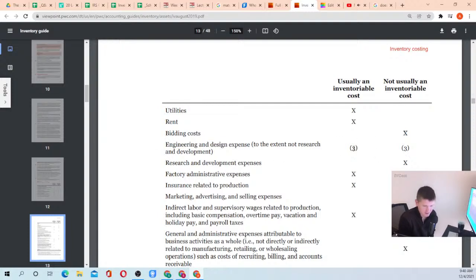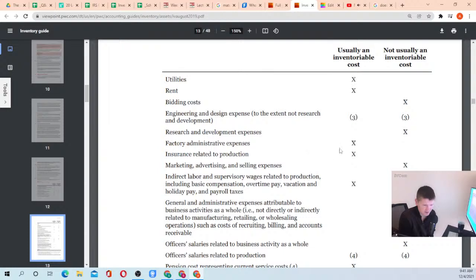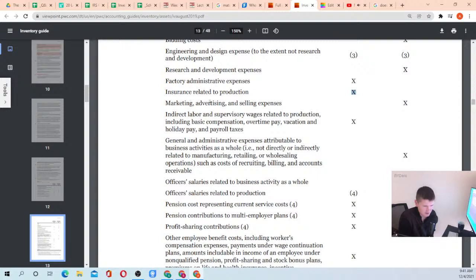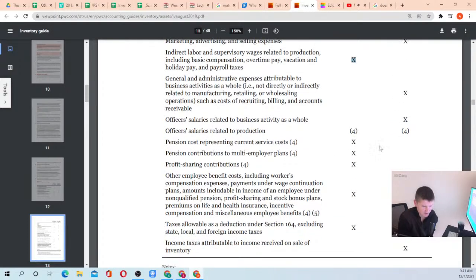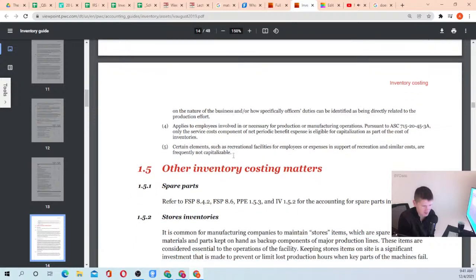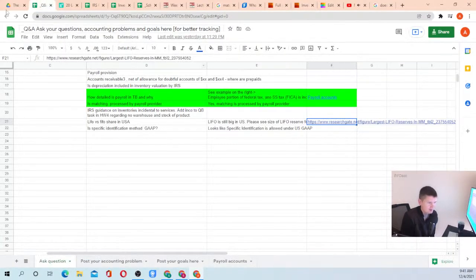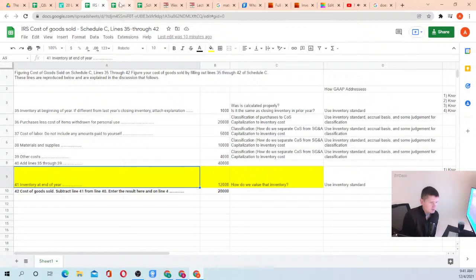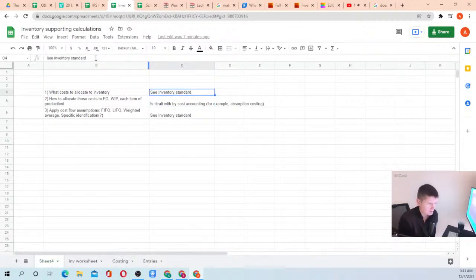Engineering and design, it's arguable, but research and development is not capitalized in inventories, and the engineering which relates to research and development is not capitalized. Factory admin expenses capitalized, insurance related to production capitalized, marketing and selling expenses not capitalized, labor and supervisory labor capitalized, pension costs capitalized. So basically there is a pretty exhaustive list. Let's go to our file, see inventory standard.